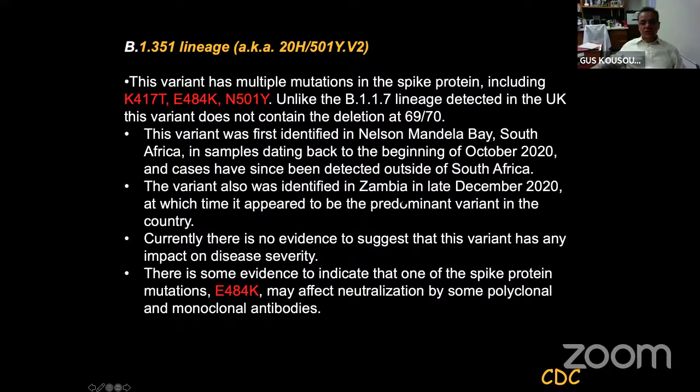The variant was also identified in Zambia, and currently there's no evidence to suggest that this variant has any impact on disease severity. There is some evidence to indicate, though, that one of the spike protein mutations, the E484K, may affect neutralization by some polyclonal and monoclonal antibodies. And that would be the expectation based on the fact that these viruses have gone through hosts that mount their own immune responses, not necessarily being subject to monoclonal antibody therapy or any of the vaccines. They may already have been selected as immune escape variants.